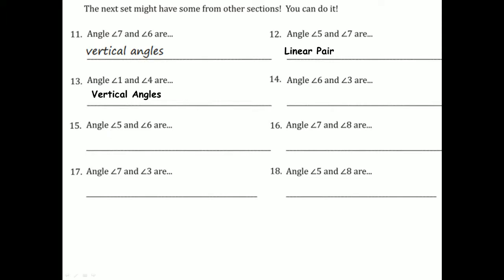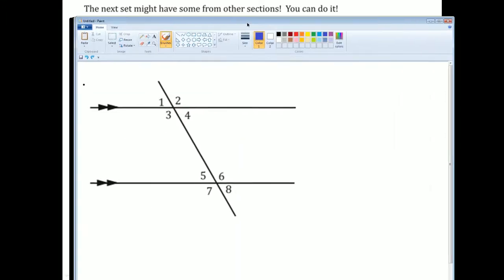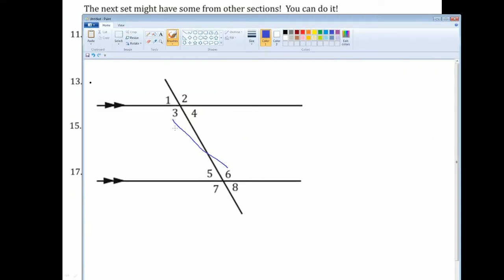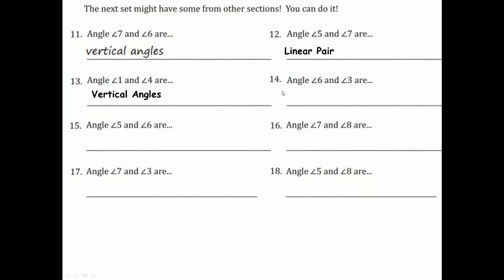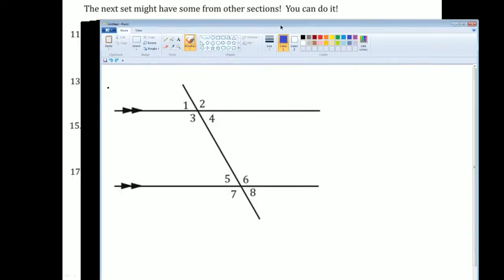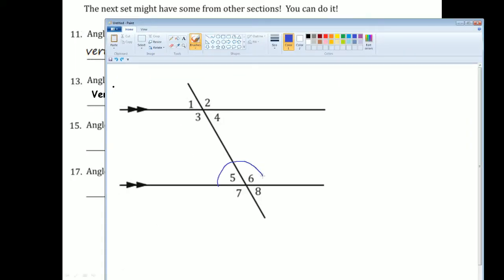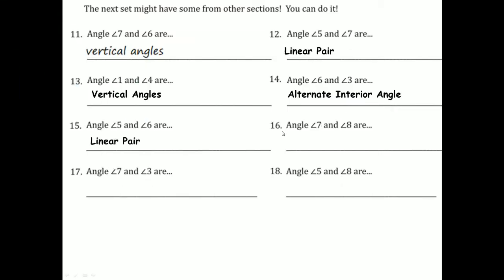That's correct. What about 6 and 3? We have 6 here. We have 3 here. Oops, look, it's crossing. That should be alternate interior angle, right? A 5. What about 5 and 6? 5 is right here. 6 is right here. Whoop, it seems like that forms a line. So that must be they are linear pairs, right?